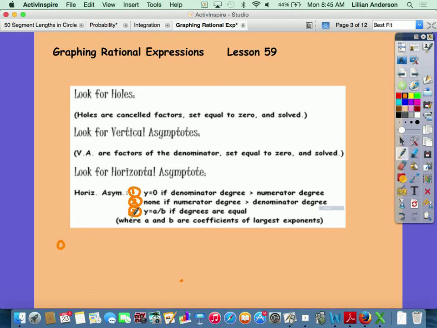Okay? So these are 3 things that you need to look for when you are graphing rational expressions. Holes, vertical asymptotes, they go up and down, and horizontal asymptotes, they go straight across. Okay?